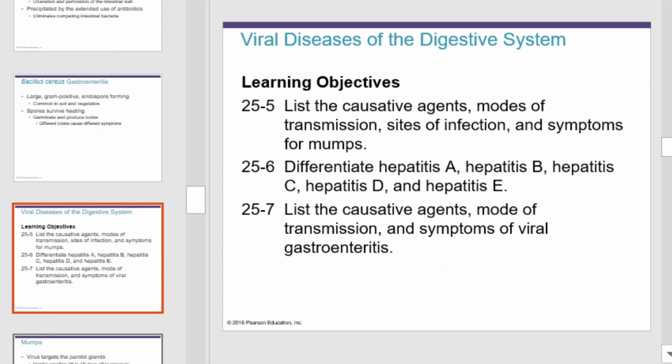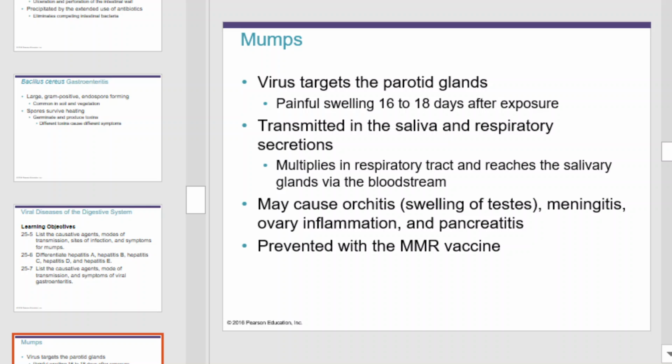Viral diseases of the digestive system. Mumps. Mumps is caused by a virus that targets the parotid glands. This virus causes painful swelling 6 to 18 days after exposure and is transmitted in the saliva and respiratory secretions from person to person.